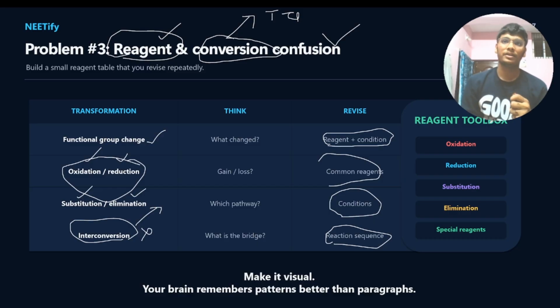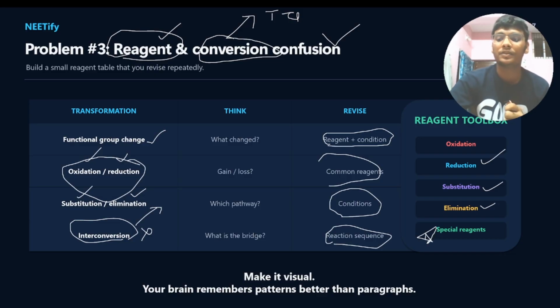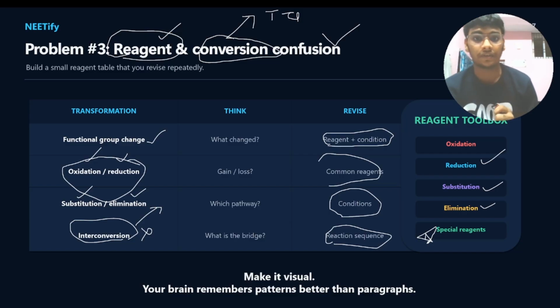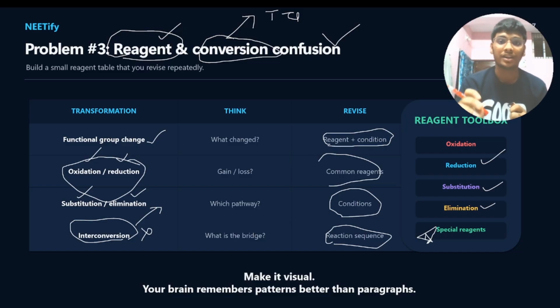Reagent toolbox. If you are making notes, please take a copy and write the oxidation reagents, reducing reagents, substitution reagents, elimination reagents, and very, very important, the special reagents. We have approximately 10 special reagents in your NCERT, which we call named reagents. Named reagents are very, very important. You will find every year there is one question from the special reagents, right?